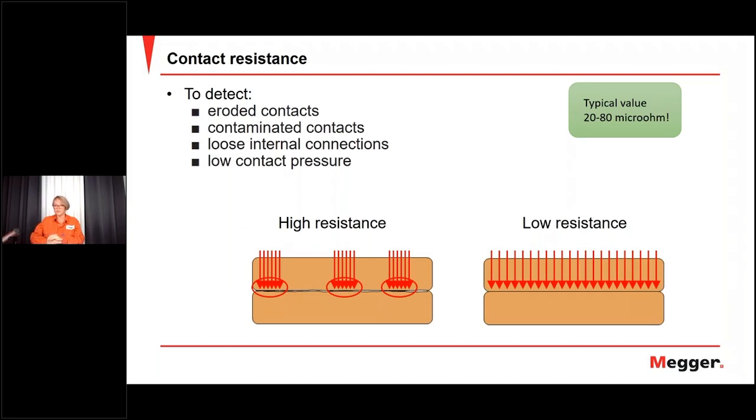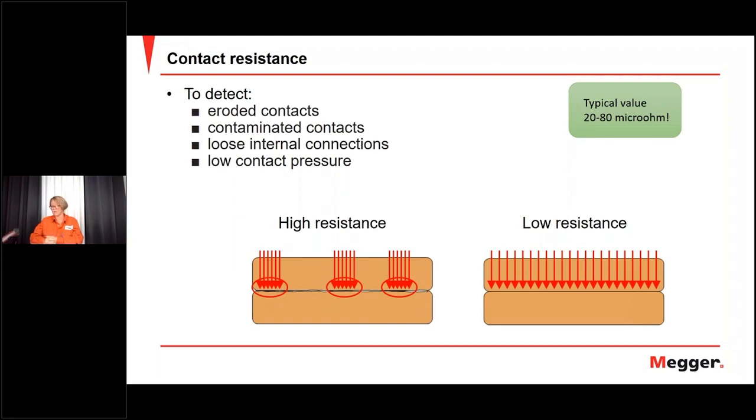I often get the question, but what is normal? Well, that's a difficult question. When it's modern breakers, I would expect it to be less than 30 microohms when it's a normal distribution circuit breaker. But it's really depending on the type, how old it is, and also where you can connect.